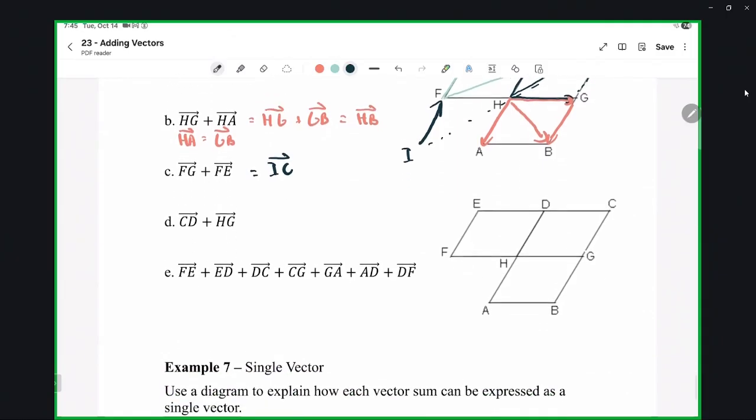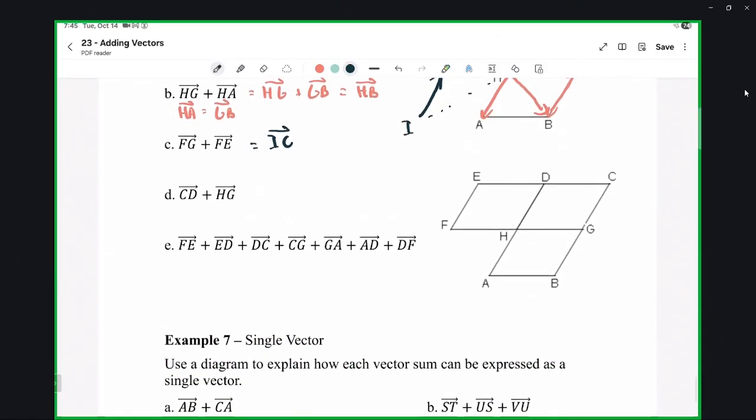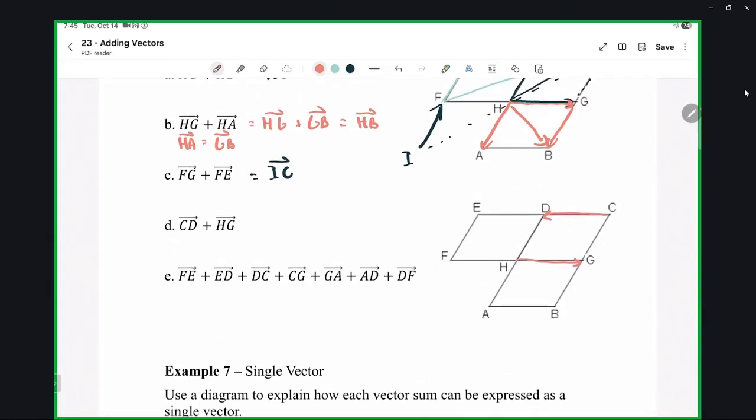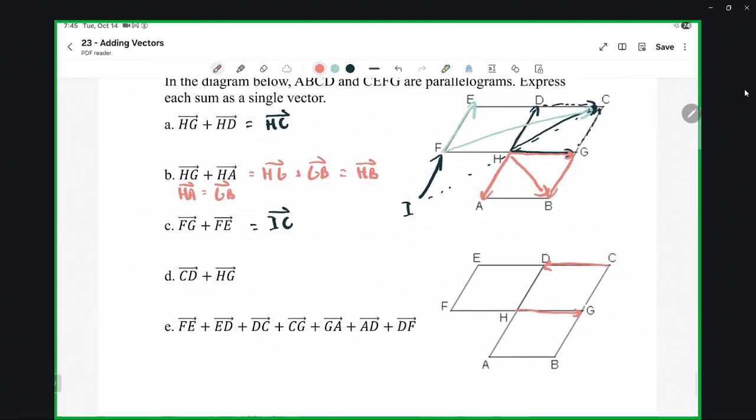Okay, letter D here. We've got CD plus HD. Okay, so we've got vector CD plus vector HG. So we started at C, went to D, and then we started at H and went to G. So that means we actually have the zero vector. We didn't really get anywhere.